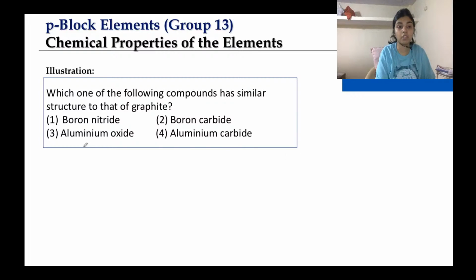Yes, option 1 is correct. So Sarayu, you are correct with your answer, that boron nitride has a similar structure to that of graphite. Good.